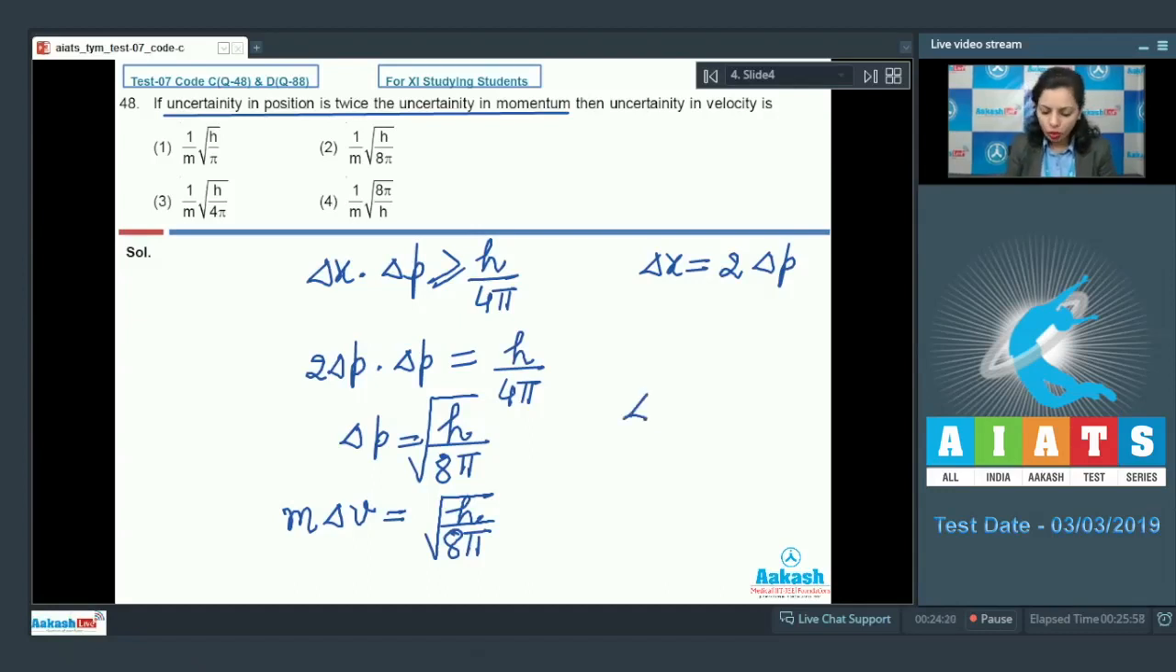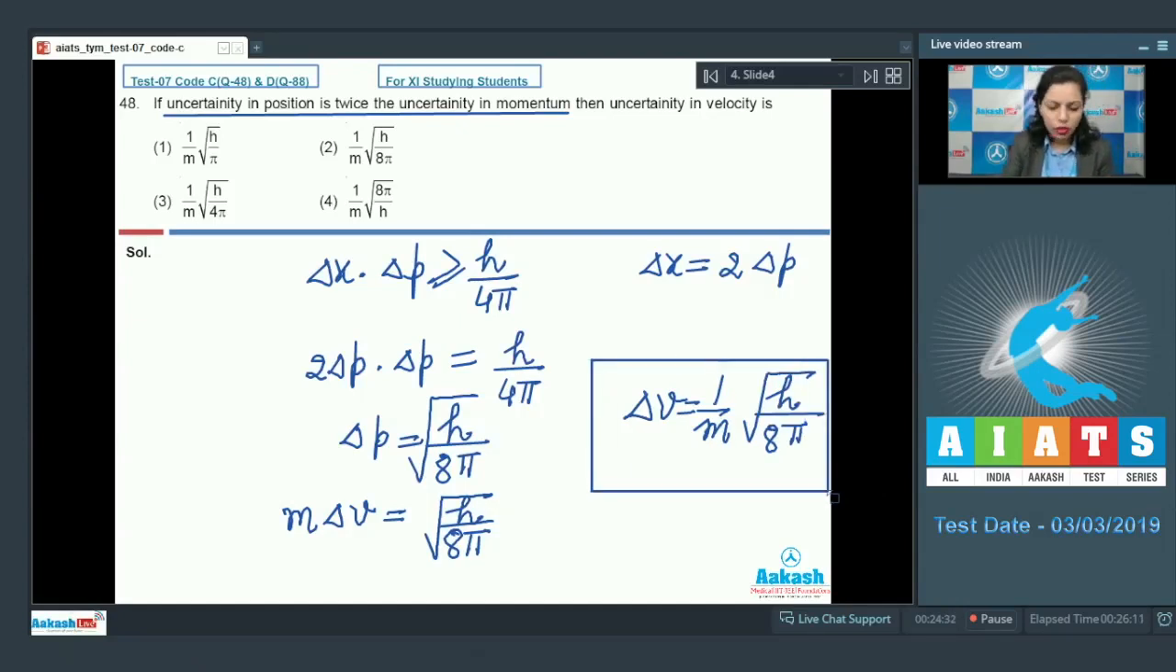So what would be the value of this delta v? It is equal to 1 by m root h upon 8 pi. This is the correct relation on the basis of Heisenberg uncertainty principle. And if it is so, where this answer is given, this uncertainty in velocity is correctly given here in option 2. So just choose option 2 for this question as the correct option.